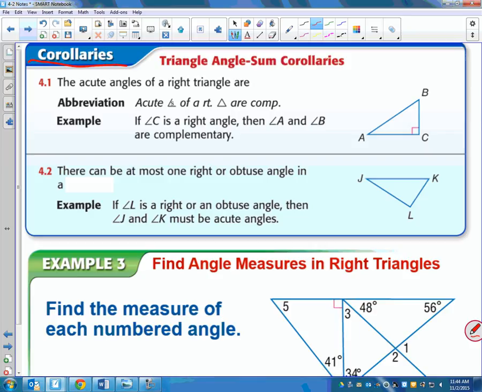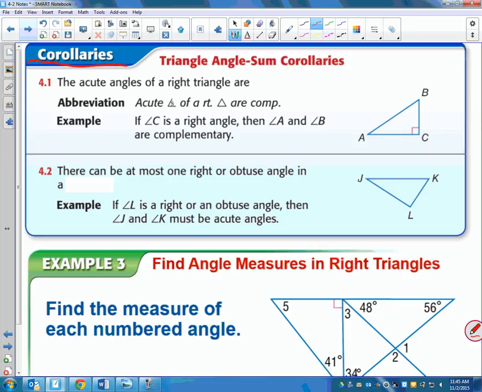So sometimes you have a theorem and then they have a corollary to the theorem, which means because we have the theorem, the corollary makes sense. So it's like in addition to the theorem, but it's its own separate thing. Notice that these say triangle angle sum corollaries. We already have the triangle angle sum theorem, but these make sense because of that.